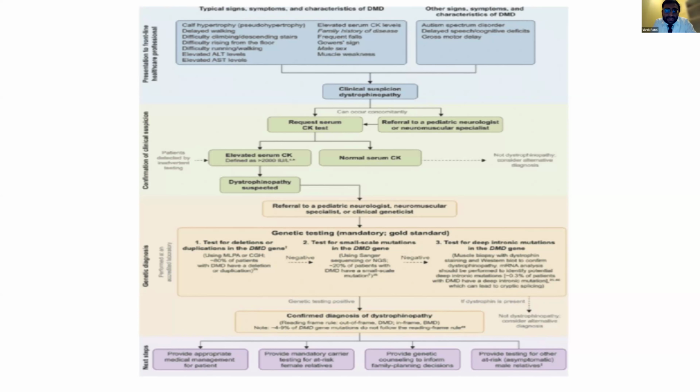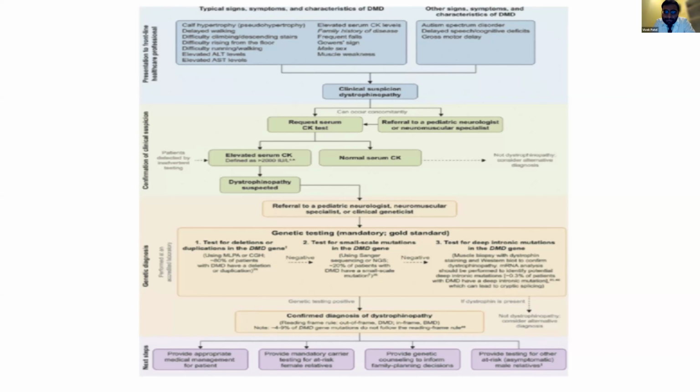The next step is to order a creatine kinase level test, or you can refer to a pediatric neurologist or neuromuscular specialist. They will also perform creatine kinase levels first. If the creatine kinase level is normal, then dystrophinopathy is ruled out. But if it is elevated, meaning the level is more than 2000 international units per liter, then dystrophinopathy can be suspected. After that, you should refer the child to a pediatric neurologist, neuromuscular specialist, or clinical geneticist.